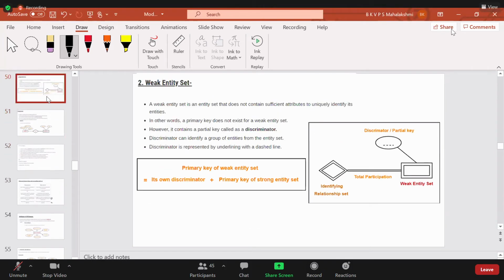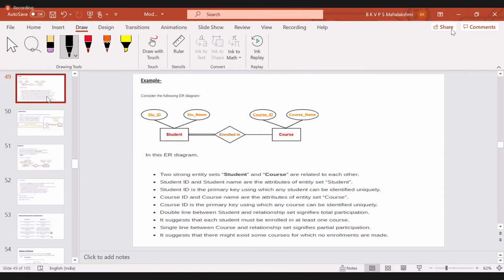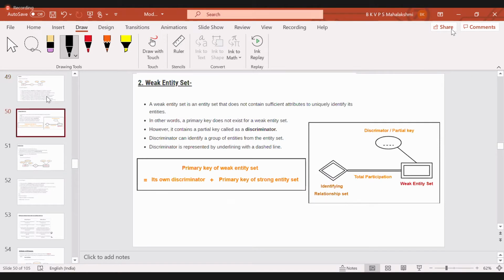Up to this slide, I think I have given the explanation. Coming to this, row number 4, can you turn on your camera?